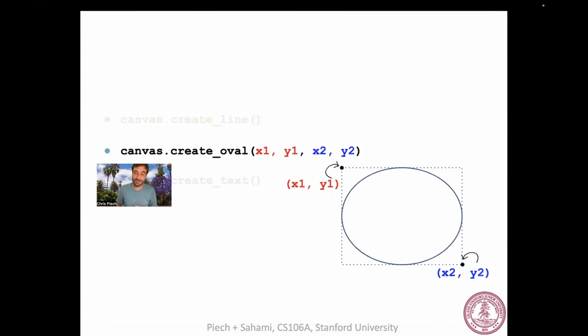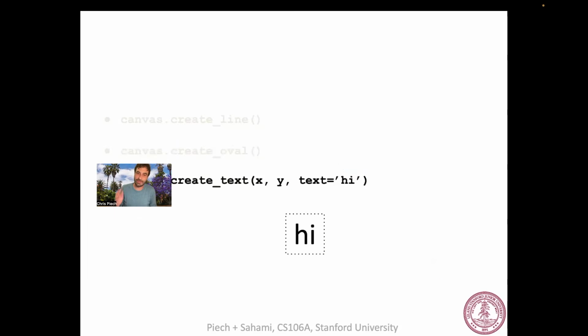Create oval, as I mentioned, you give 2 points. That defines an imaginary rectangle. The rectangle doesn't get drawn. What does get drawn is the biggest oval that fits within that rectangle, and that's how you create an oval. And creating text, you just give it a position. That position is the top left corner of the text, and then you say the text you want. There were optional parameters like color, and you could say things like font if you wanted to.